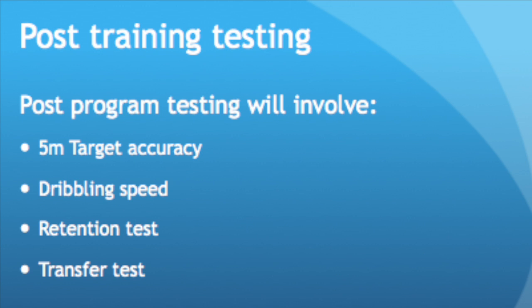After the conclusion of the 5-week skills training program, the learner will perform post-program testing, which will involve 5-meter target accuracy, dribbling speed, a retention test and a transfer test. The retention test will require the learner to demonstrate dribbling speed in motion through cones and passing to a target at the end of the cones. Qualitative and quantitative measures will be taken.